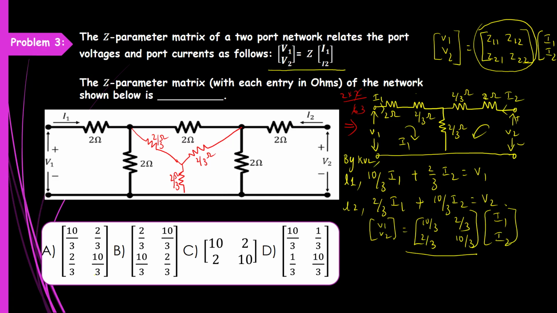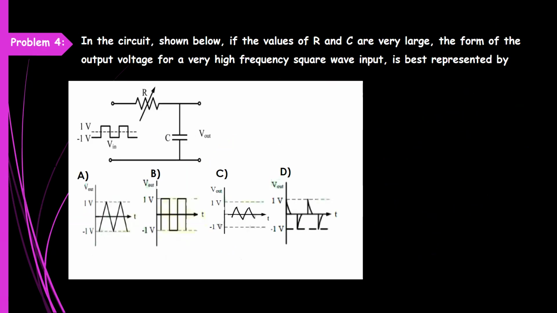So let me check with the options. In option A itself, we have those values. So option A is the correct one. Let me tick option A. So like that we can find the Z parameter matrix, all the values of the Z parameters. Let me move to the next problem.